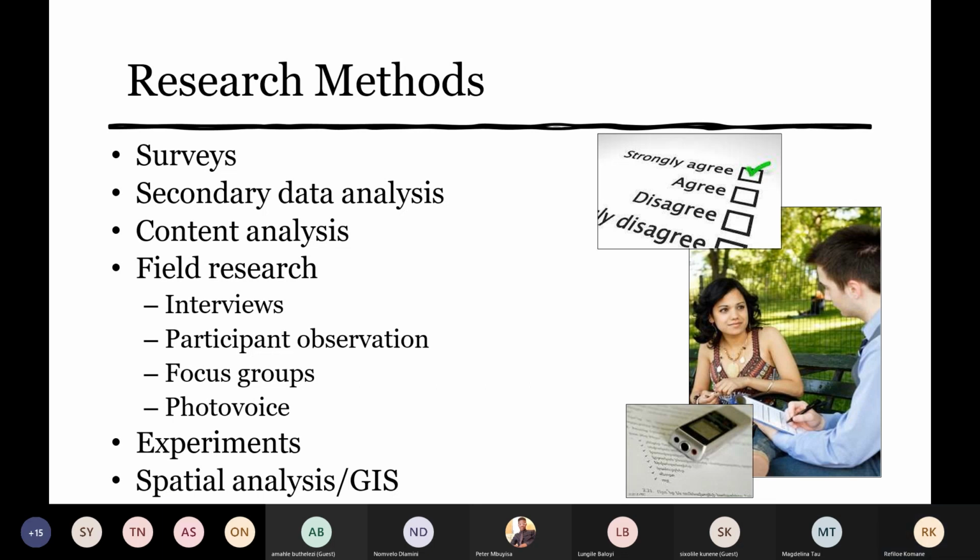Qualitative. Qualitative or quantitative? Qualitative. Lots of people are saying qualitative, guys. Which is qualitative? Yes, and why is it qualitative?